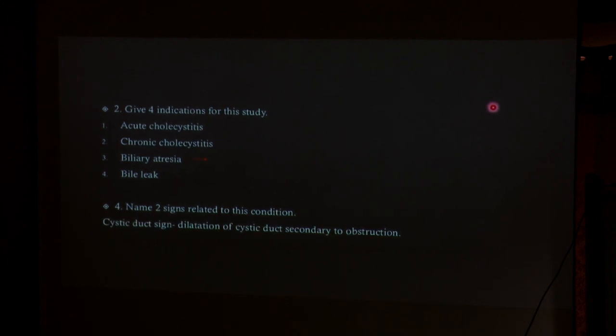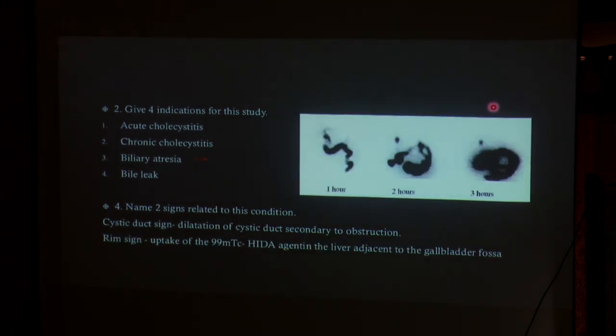One is the cystic duct sign, that is the dilatation of the cystic duct secondary to obstruction. This is going to be somewhere very close to the GB, so it should not be mistaken for gallbladder uptake. Another one is the rim sign, which is uptake in the region adjacent to the gallbladder. Why is the rim sign important? This rim sign is a clue to identify complications like gangrene or perforation.